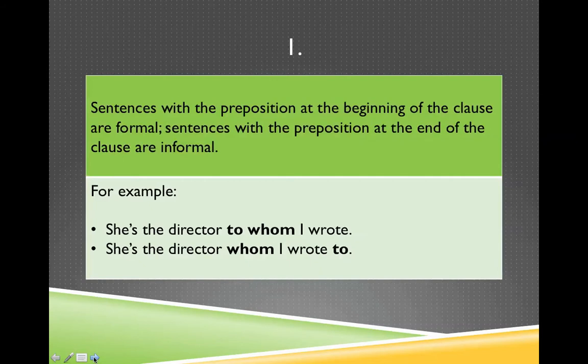Sentences with the preposition at the beginning of the clause are formal. Sentences with the preposition at the end of the clause are informal. For example, she's the director to whom I wrote. She's the director whom I wrote to. Or here I might say who I wrote to. This is for formal writing usually, and this is much more likely in informal speech.